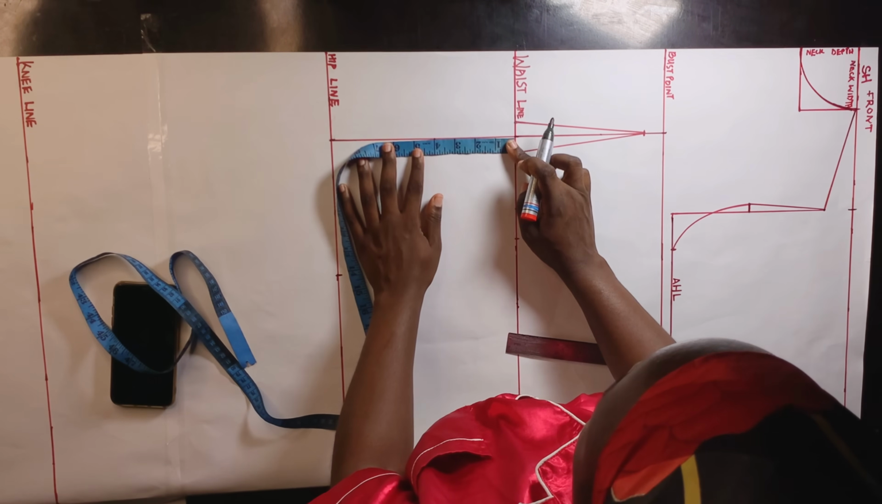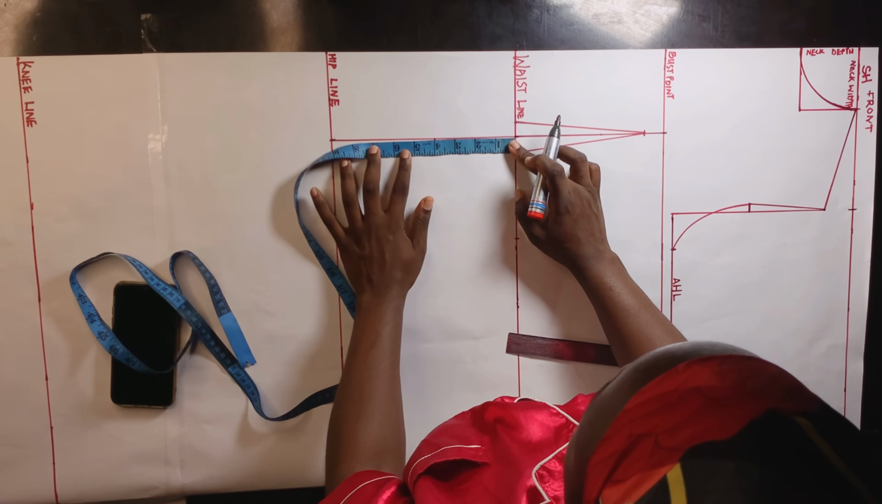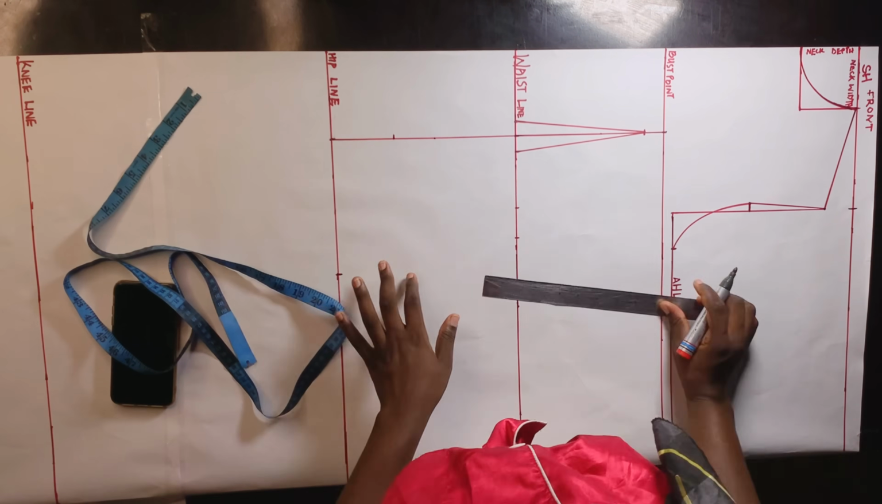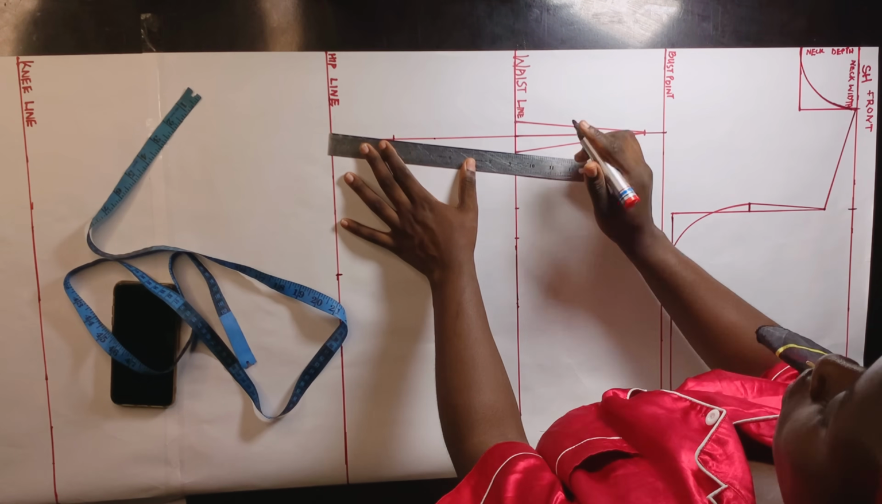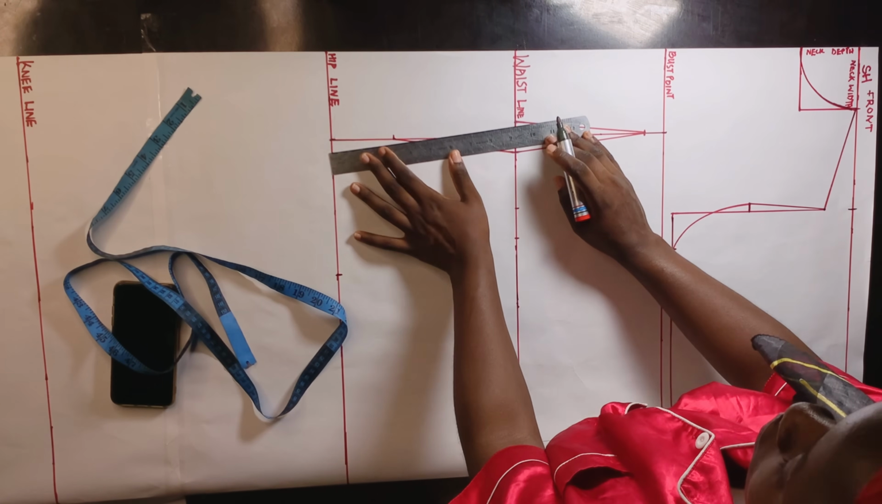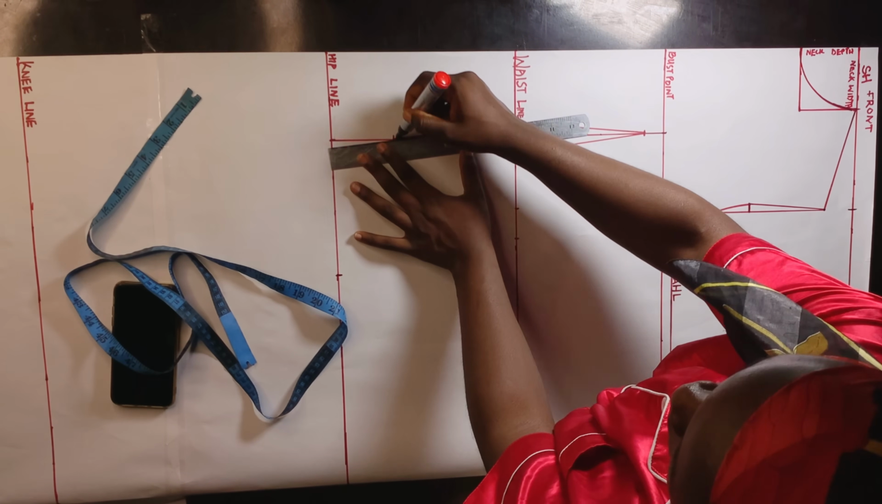Okay, and then the length of the dart from the waistline will be 6 inches, which I would mark, and I will proceed to connect the point just as shown, and that is how you form your waist dart.